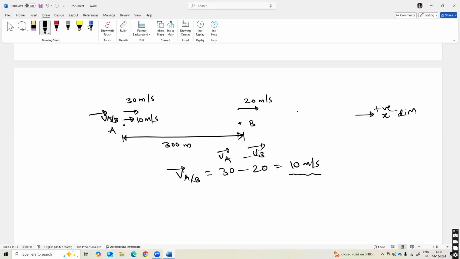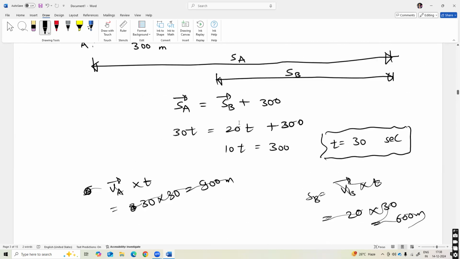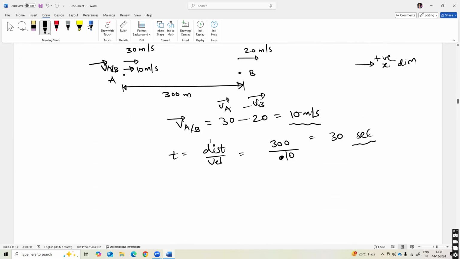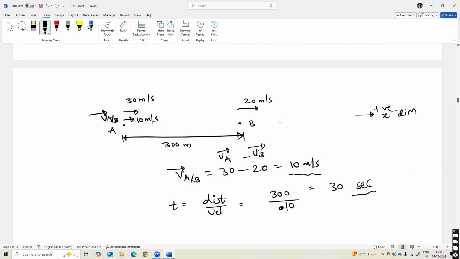The distance from A to B was 300 meters and the velocity is 10. You know that distance upon velocity is time. So time is equal to distance upon velocity or speed. Here it is 300 meters by the relative speed of 10 meter per second, so it is basically equal to 30 seconds. So instead of solving from the earlier method, where we found two different equations and then the value of t, we can simply use this relative velocity concept to find the time taken by A to reach B or to catch B.